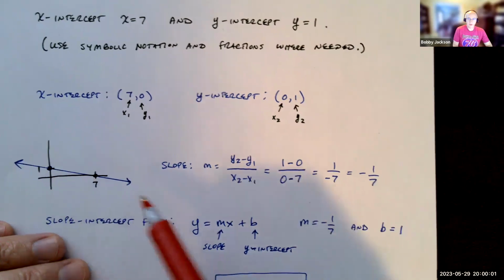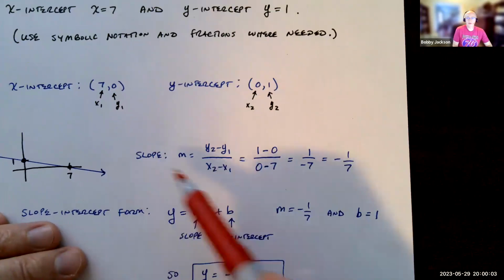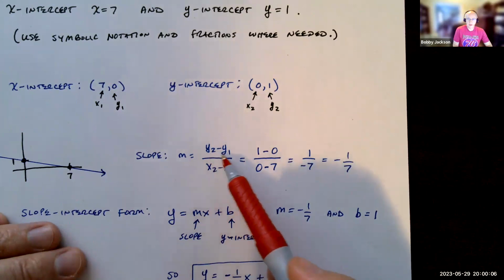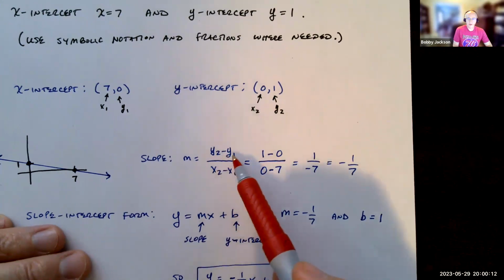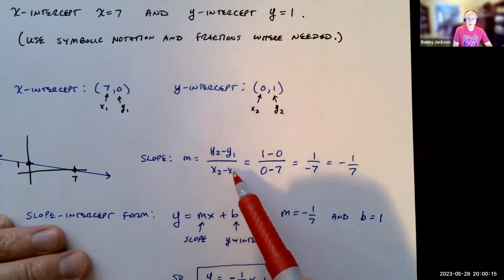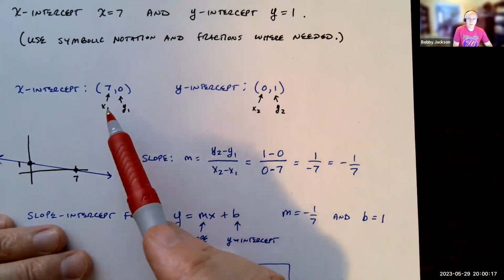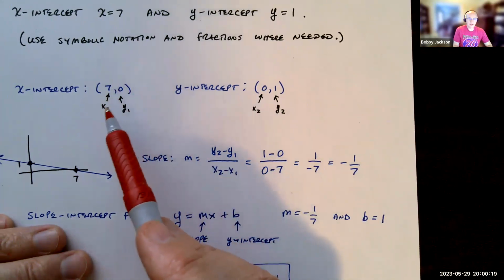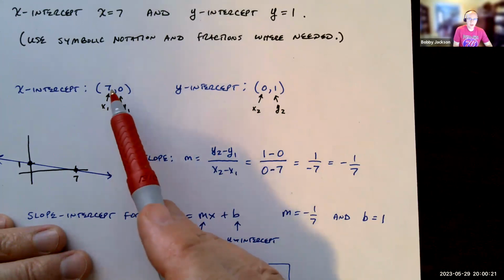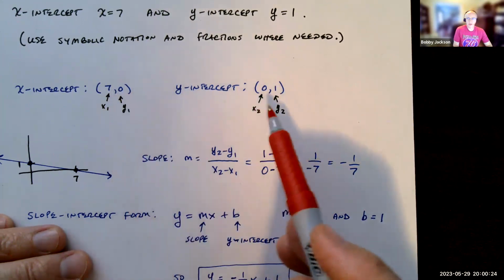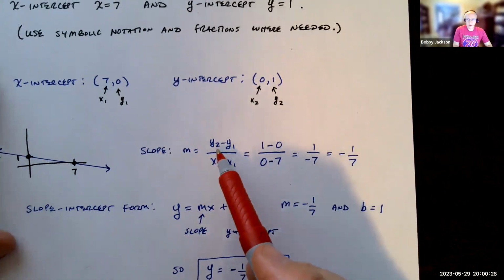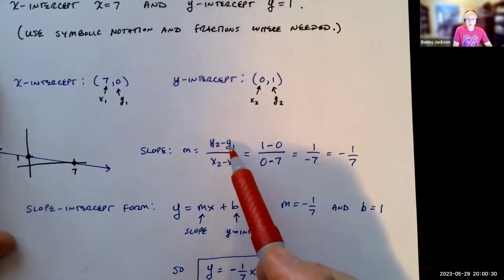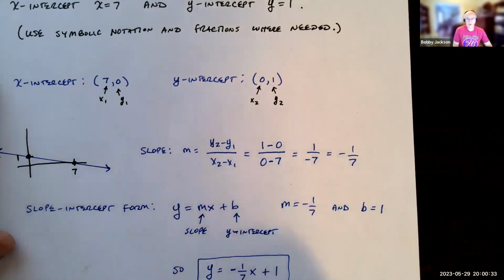Okay, so first of all, we'll need the slope, and the slope is found by this formula. It's basically the rise over the run, the change in the y-coordinate over the change in the x-coordinate. So I've got y2 minus y1 over x2 minus x1, and I've labeled the x-intercept as my first point. So x1 is 7, y1 is 0, and this will be my second point. It doesn't matter how you define those, but you have to be consistent. If you do y2 minus y1, you have to do x2 minus x1.